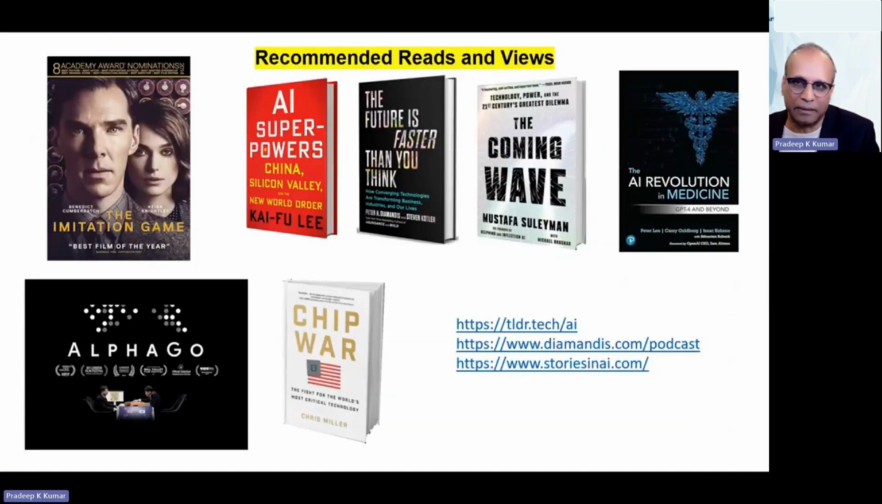So I'm going to close with a couple of recommendations. I talked about the Imitation Game, the movie. AI Superpowers: China, Silicon Valley, and the New World Order. Kai-Fu Lee was an executive at Apple and Google and Microsoft, and this book does a pretty good job describing the whole world of AI. The Future Is Faster Than You Think, a book by the founder of the X Prize Foundation, Peter Diamandis, and Steven Kotler.